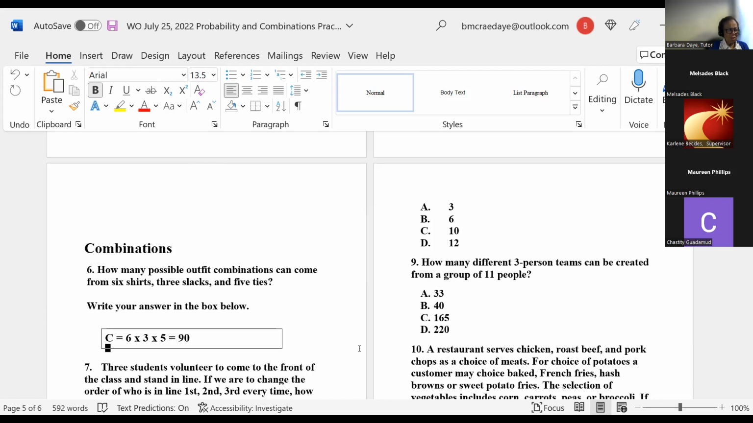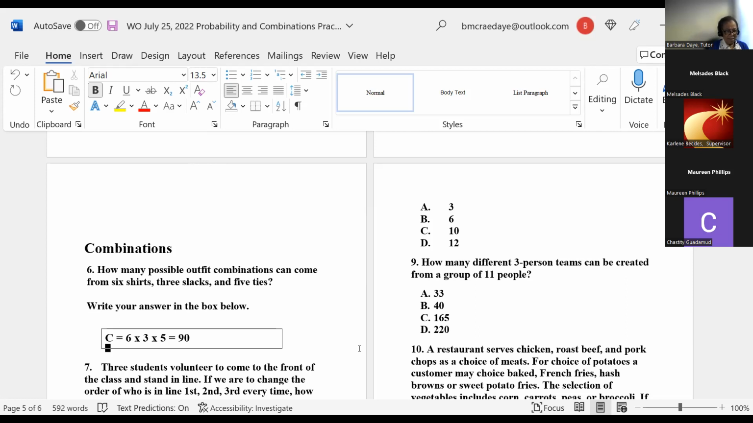How are you getting 30? 90 divided by 3 gets 30. Well, how do you get 90? You just multiply 3 times 6. But that's what combination is equal to. So why are you taking the 90 and doing something with it? Because it says how many outfit combinations. Combination outfits are 90. You put everything together. In other words, 90 different outfits where the outfit is a shirt, a pair of slacks, and a tie.